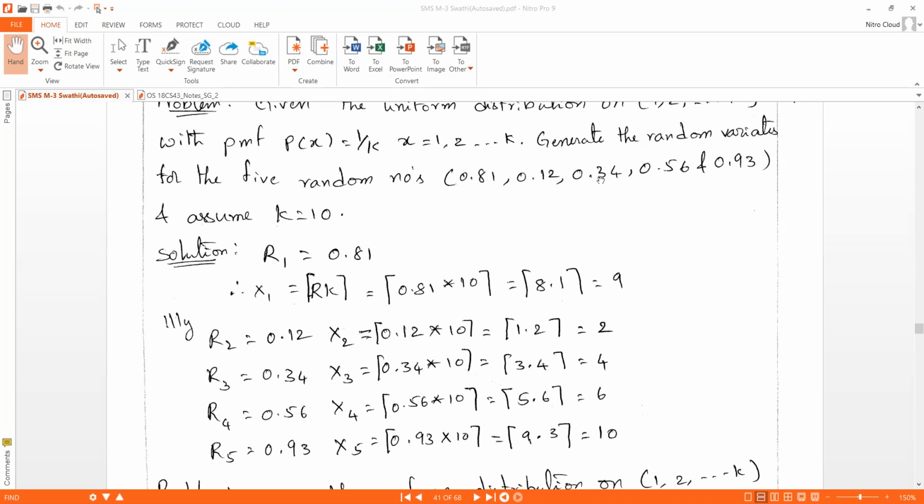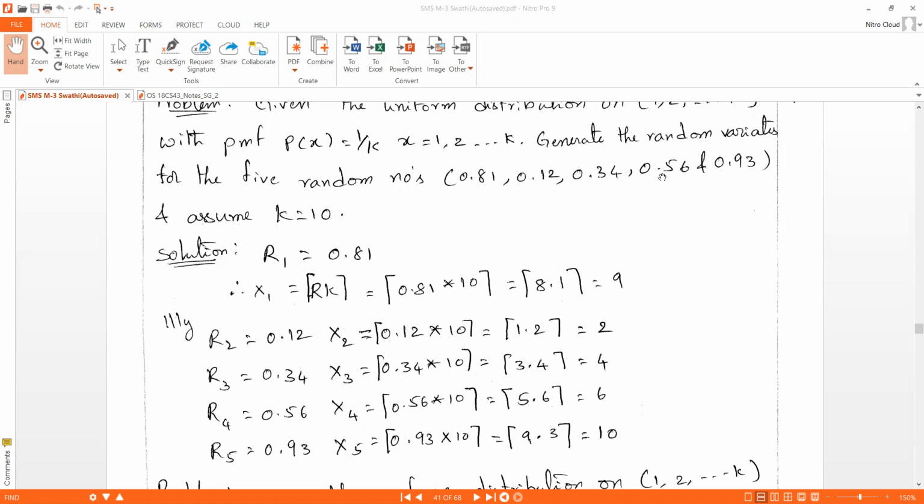Next, when the random number is 0.34, that is r3 is equal to 0.34, we need to find the x3 value, the random variant. x3 is equal to r3 into k. The r3 value is 0.34, into k value, which is given in the problem as 10. 0.34 into 10, we will get 3.4. Mod of 3.4. If you remove this mod, the value will be the upper limit value of 3.4, so the outcome will be 4.